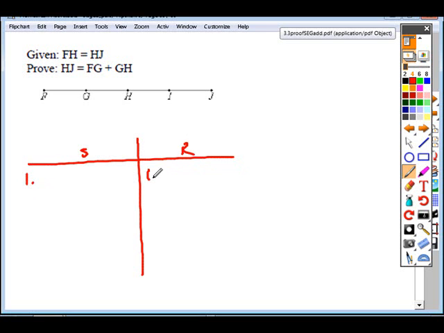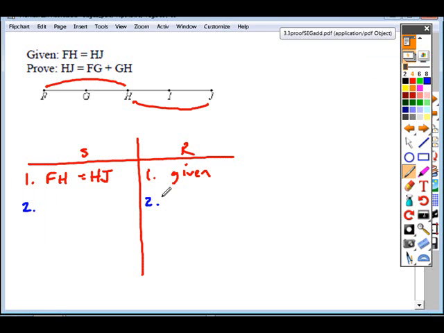Step one, as always, will be to copy down your givens. And it's a good idea to label what you have. So we have FH and HJ are equal. Okay. The next step that I suggest is interpret your givens. Interpret your initial state. And there's nothing to interpret here. It's a statement that two things are equal.